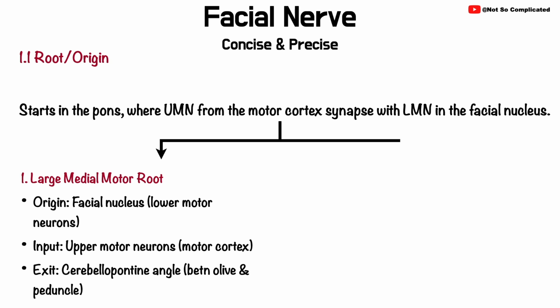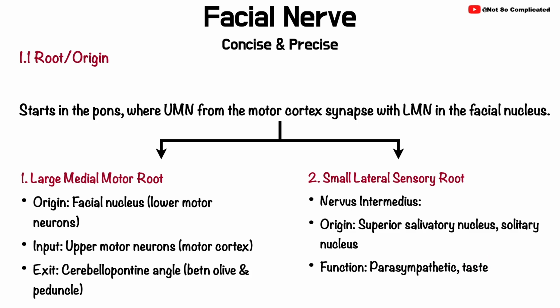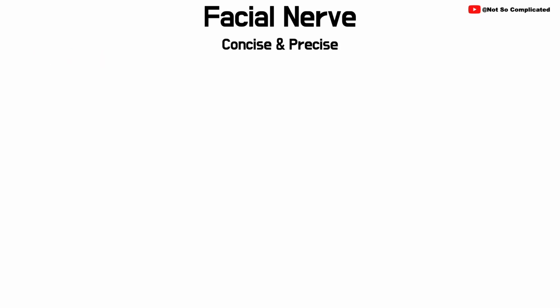This root exits the cranial space via the cerebellopontine angle, that is between the olive and the peduncle, and then the other part is the small lateral sensory root, also called nervus intermedius, right? The origin is the superior salivatory nucleus and solitary nucleus. The function is obviously parasympathetic and taste function. We'll be talking about that in detail later.